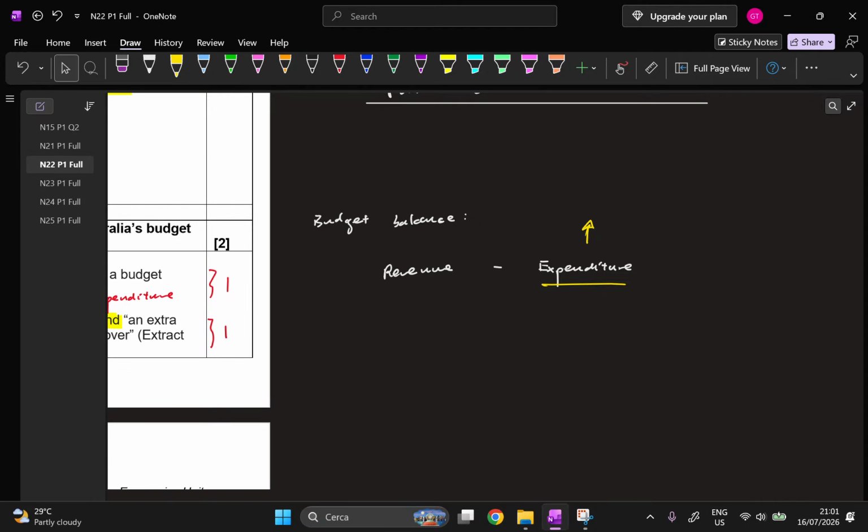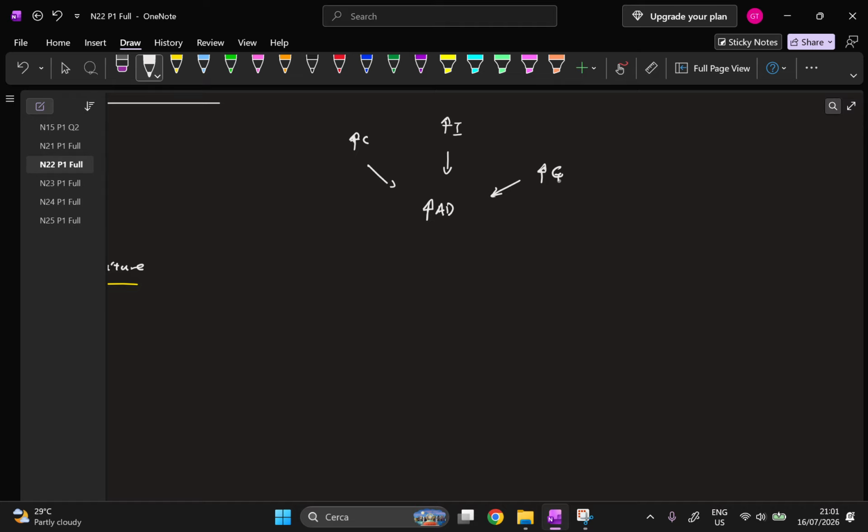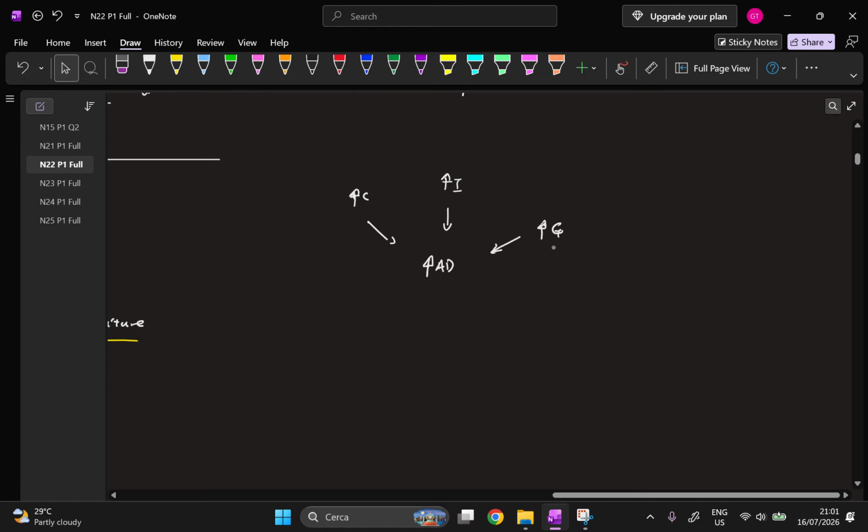expansionary fiscal policy, right? When we are talking about expansionary fiscal policy, I say, in order to increase AD, I need to increase C by decreasing personal income tax. I need to increase I by decreasing corporate tax. And I need to increase G. When we learn expansionary fiscal policy, I say, how do I increase G? I increase G by running a budget surplus or deficit.